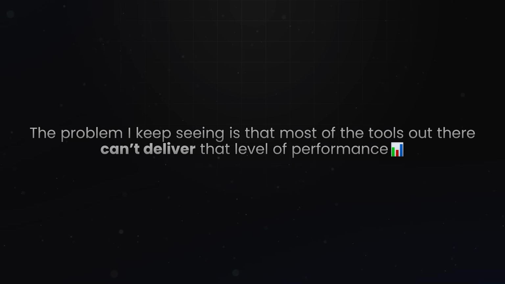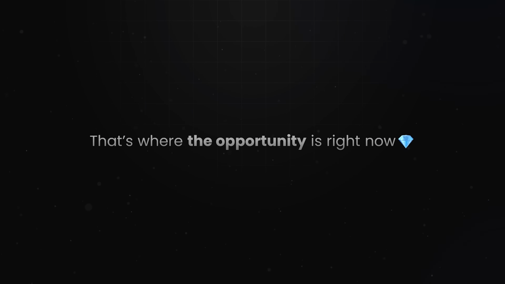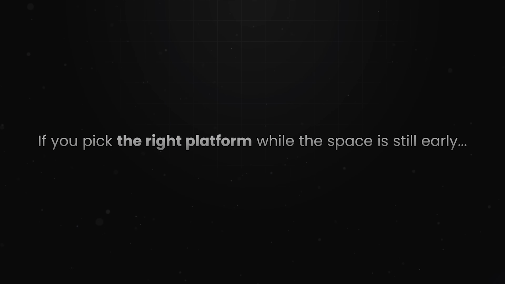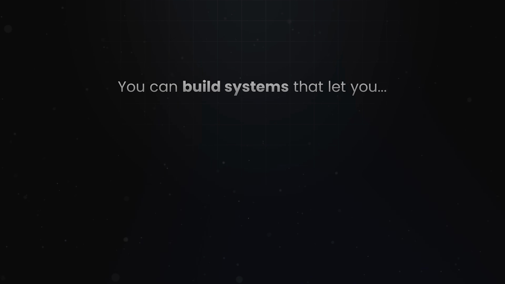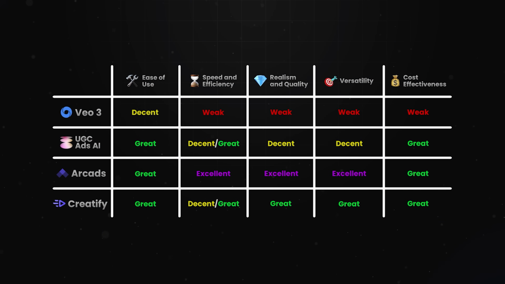But the problem I keep seeing is that most of the tools out there can't deliver that level of performance. They're slow, limited, or produce videos that feel just a bit off. And that's where the opportunity is right now. If you pick the right platform while the space is still early, you can build systems that let you test faster, scale further, and run circles around anyone still doing things the old way. Looking at our scorecard, it's pretty clear that if you want the speed, realism, and flexibility to actually make AI UGC work at scale, there's only one tool that ticks every box, and that's ArcAds.